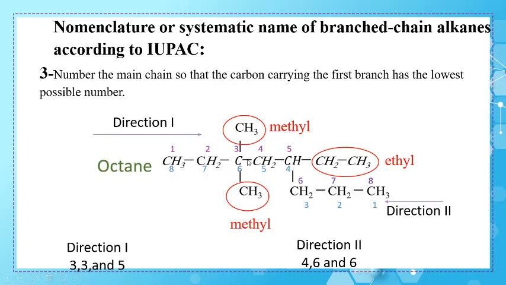methyl group. But referring to the rule, we said that we have to number the main chain so that the carbon carrying the first branch has the lowest possible number. Here is the carbon carrying the first ramification, or the first branch, and here is the carbon holding the first branch. So we have to choose this one because the number of the carbon in this case is the lowest one, and we cannot follow this direction.